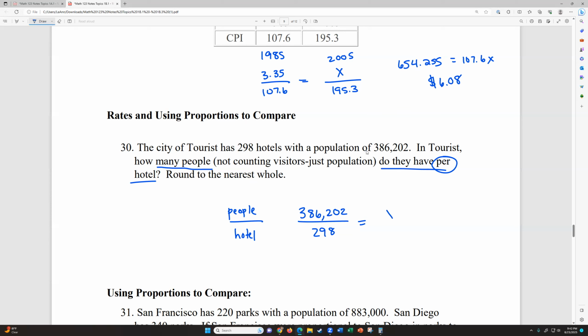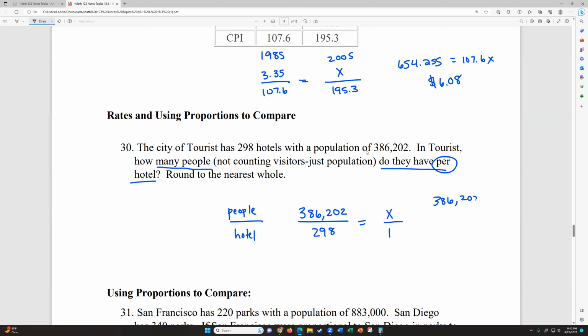And then we're going to say, well, how many people is that per one hotel? So if you're reducing this down, essentially dividing it, like I said, but by cross multiplying, we'll get that we're doing this number times 1 equal to this number times x. So we end up doing the division anyways. So it's just a different way of thinking about it.